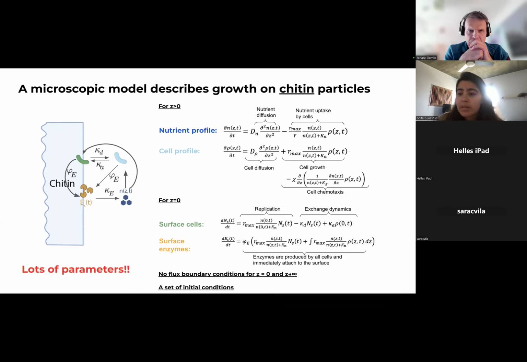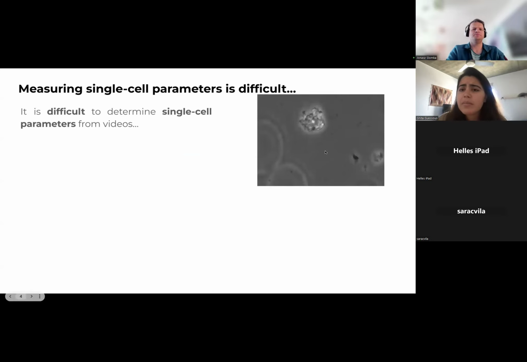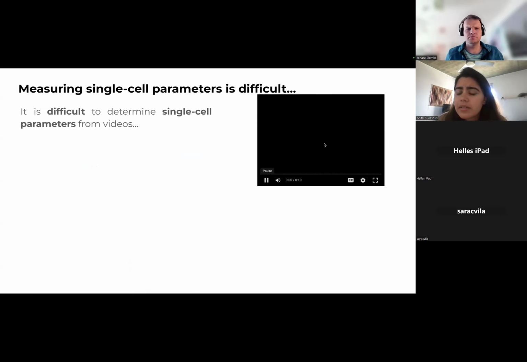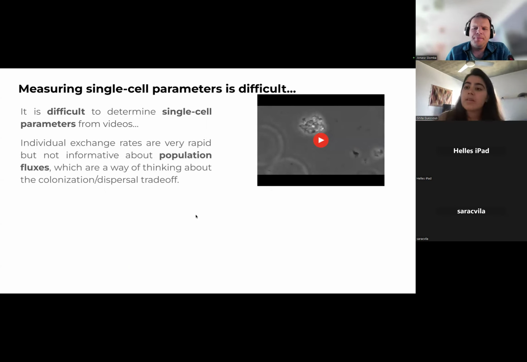There are tons of parameters. And in particular, these are all single cell parameters. It would be nice to know what the single cell attachment and detachment rates were, what the single cell production flux of chitinases is, and all of that. And unfortunately, this is very difficult to do. We've tried doing this a little bit, and I'm not sure this video is going to play. Oh, it does, okay. So you can take videos of bacteria detaching from chitin particles and perhaps track the cells and all of that. That's doable, quite difficult, and we also don't have the right microscopy setup for this kind of work. So that's one approach that one could take, really trying to characterize all of the single cell parameters.